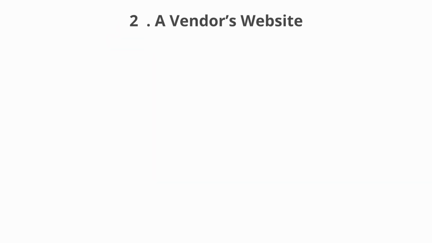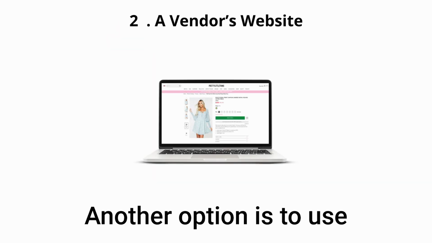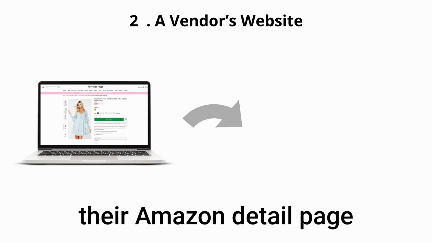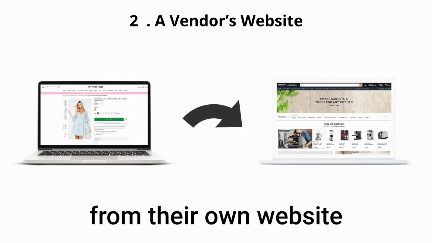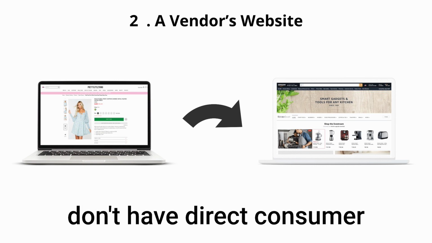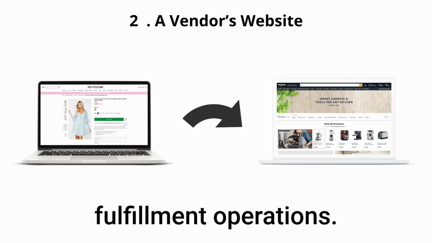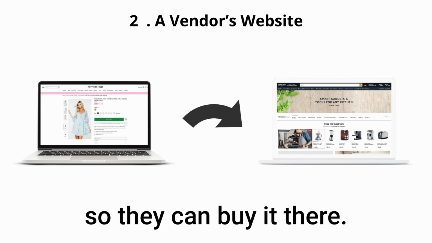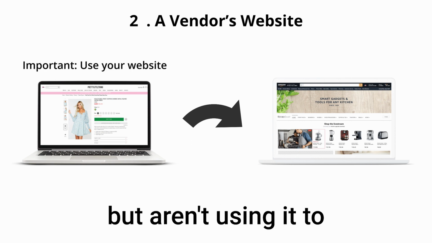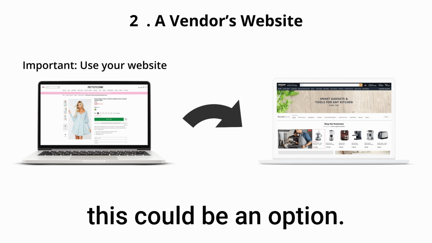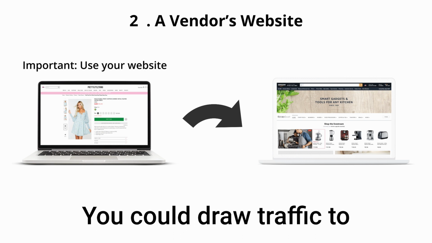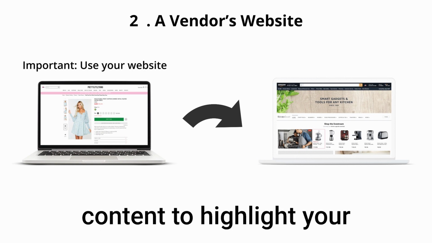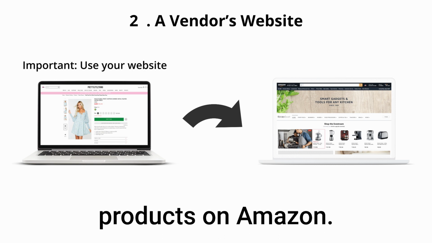A vendor's website. Another option is to use your own website to drive traffic to your products. Many brands have a link to their Amazon detail page from their own website when they highlight their products, because they don't have direct consumer fulfillment operations. Instead, they point customers directly to the listing on Amazon so they can buy it there. If you have a website but aren't using it to point to your products, this could be an option. You could draw traffic to your site through content marketing campaigns targeted at your customers, and then use that content to highlight your products on Amazon.